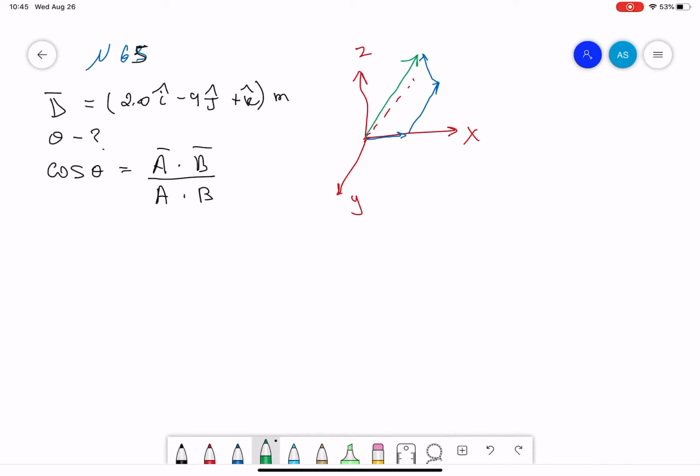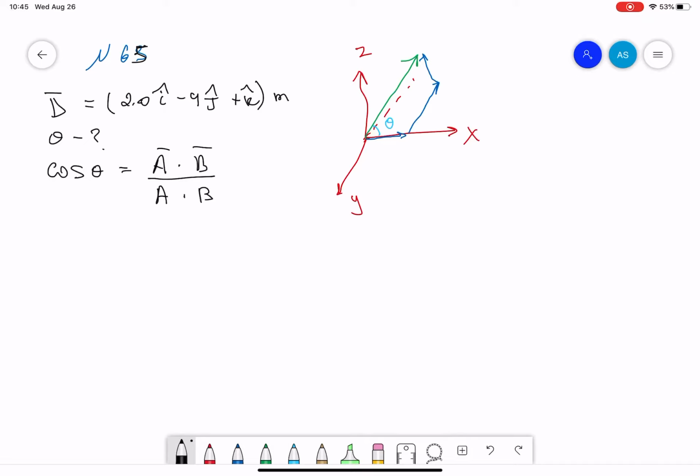Now in this case, let's find the angle that it makes with the positive x-axis. It's slightly difficult to imagine because it's in 3D. So let's solve it. We have a formula. We have the vector d, and we just have to find the angle between the d vector and the x-axis.